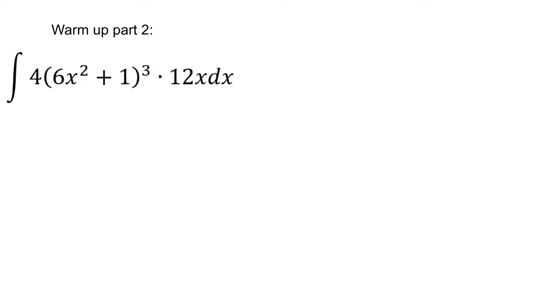You're probably able to recognize, oh, well, I just took the derivative of 6x squared plus 1 to the fourth, and I ended up with this expression, so the antiderivative of 4 times 6x squared plus 1 to the third times 12x has got to be 6x squared plus 1 to the fourth. And then, of course, we have our plus c.